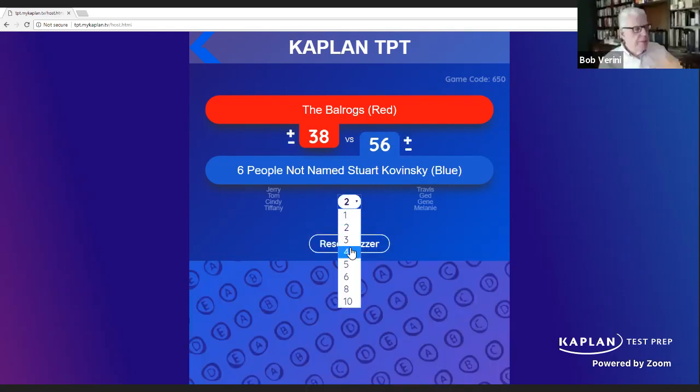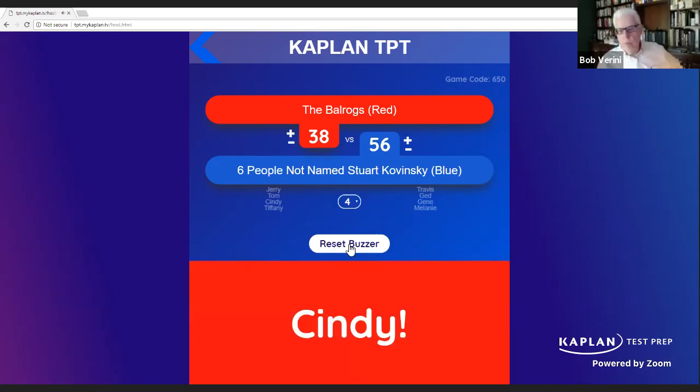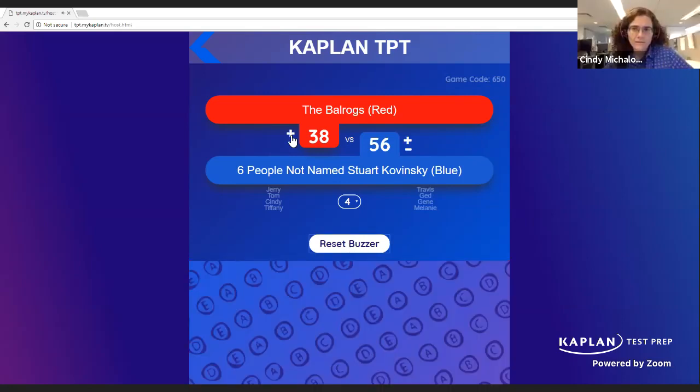For 4 points, Americana. It's said that William Driver of Massachusetts gave the American flag this 2-word nickname. Cindy? Old Glory. Old Glory is right for 4 points.